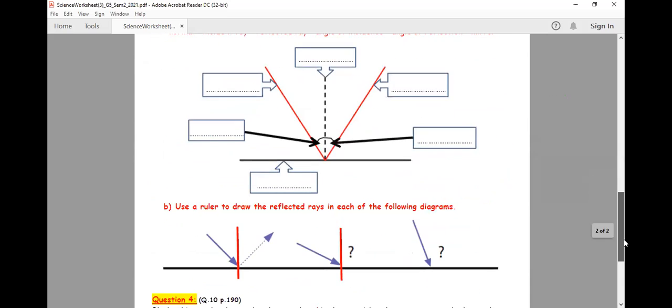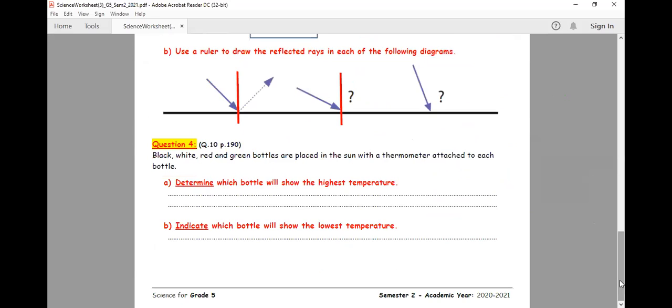Okay. Let me finish with question number 4, then we'll start talking about the diagram of reflection. Black, white, red, and green bottles are placed in the sun. Determine the bottle with the highest temperature and the one with the lowest temperature. Black. The black bottle. Black absorbs the most light and holds it in. It doesn't reflect all the light energy.